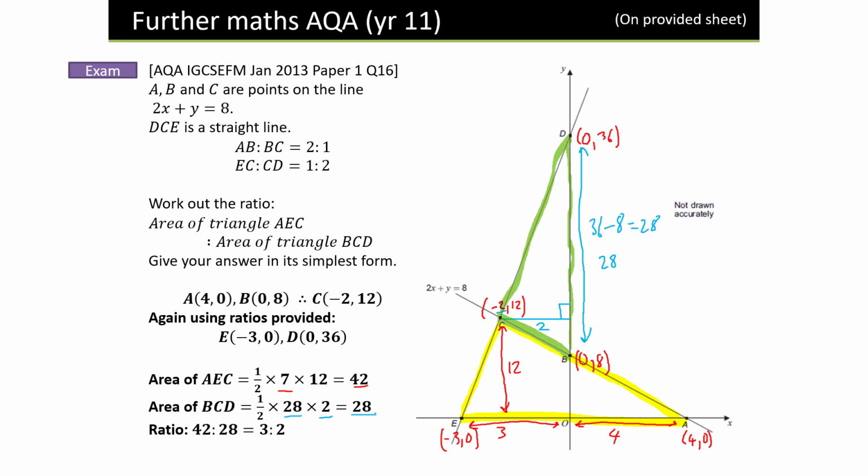So you find the area of this. Put this in the form of a ratio. Simplify it, which is divided by 14 on both sides. And then you get that answer. That should be quite easily done for you now.